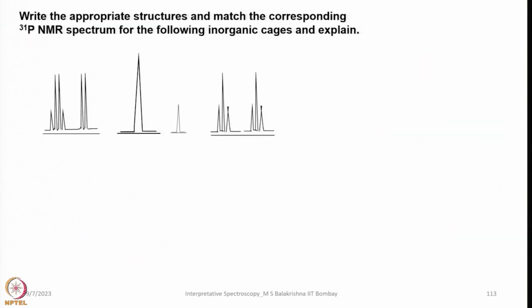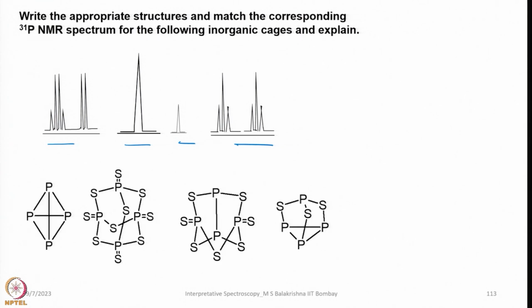Now I have given a set of chemical shifts or spectra here, and you should write the appropriate structures and match the corresponding 31P NMR spectrum for the following inorganic cages and explain. So that means 4 spectra are given, and I would be providing 4 molecules here. Now we have to interpret and identify which molecule has which spectrum.